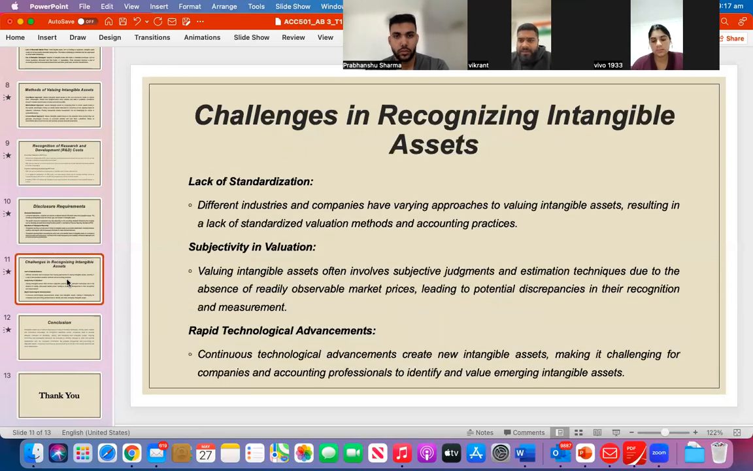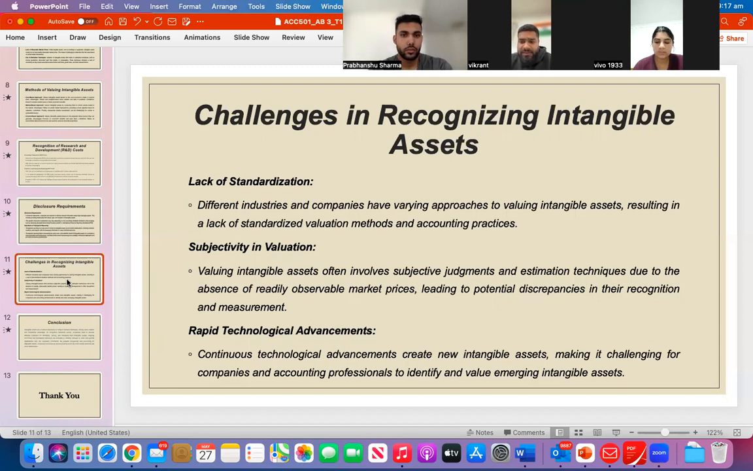And now we talk about the challenges in recognizing intangible assets. Different industries and companies have varying approaches to valuing intangible assets, resulting in a lack of standardization in valuation methods and accounting practices.